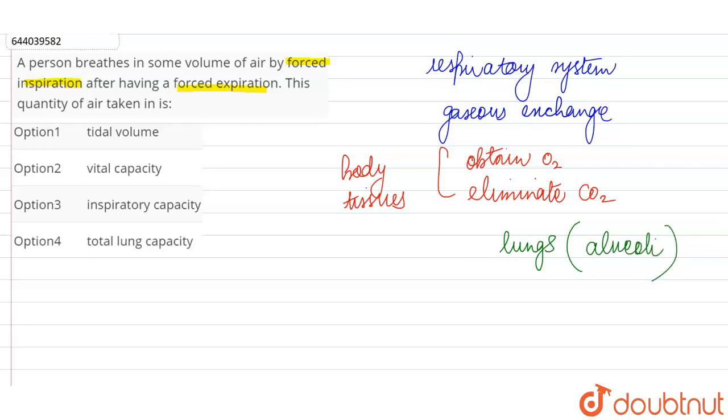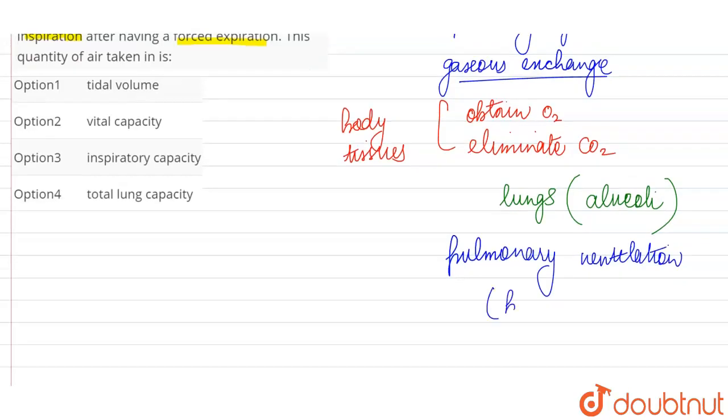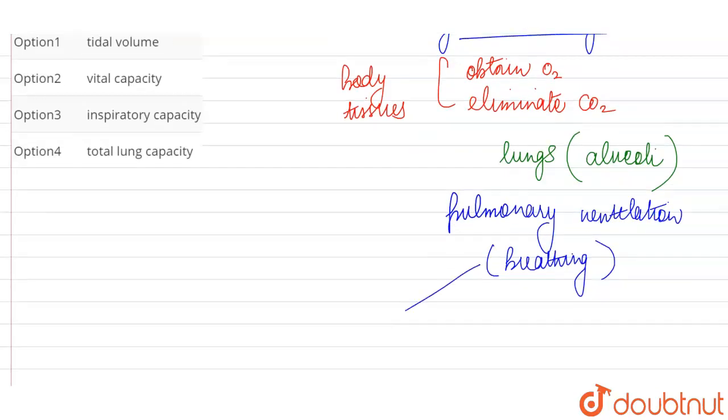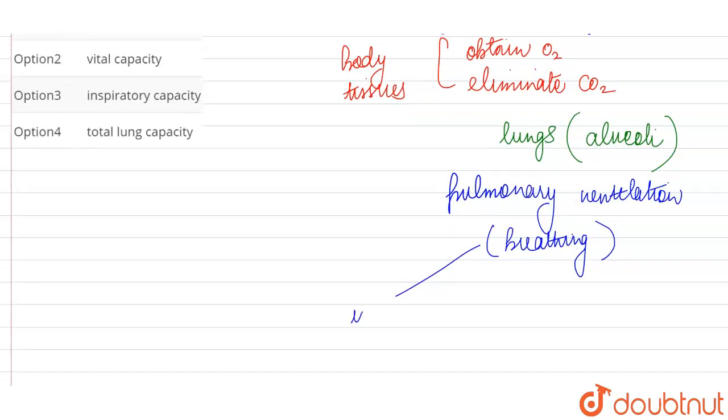So in order to ensure that these lungs remain ventilated, or there is continuous movement of air into and out of these lungs so that gaseous exchange can occur, we have to carry out a process of pulmonary ventilation, which is commonly also known as breathing. And we know that there are two steps in breathing. On one hand, we breathe in the atmospheric air. We take it into our lungs by inspiration, and when the gaseous exchange has occurred, then we expel this spent air from our lungs by expiration.